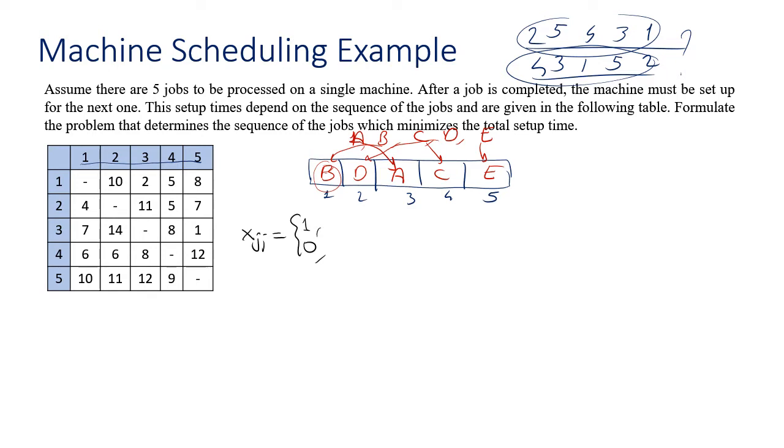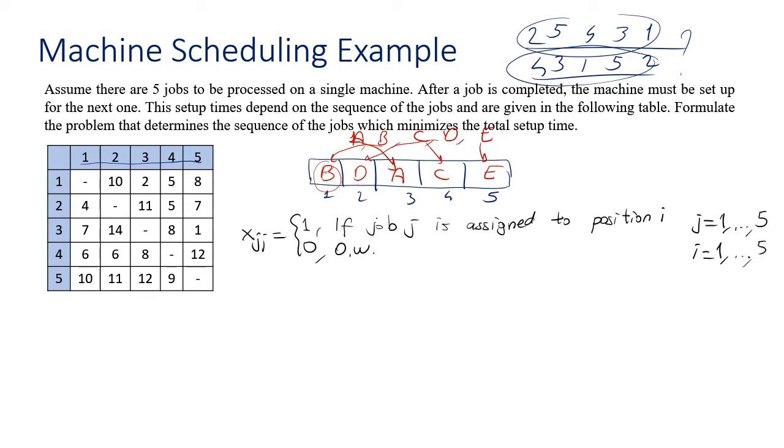Okay, so what do I say? It takes the value of 1 if job j is assigned to position i, and it is 0 otherwise. And how many jobs do we have? It is 1 up to 5. And how many positions do we have? For each one of the jobs, we have a position. So the number of positions is also 5.